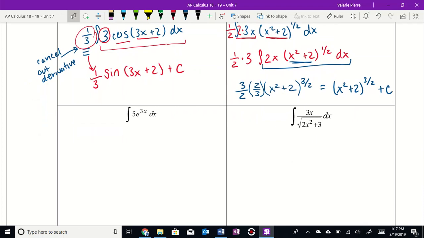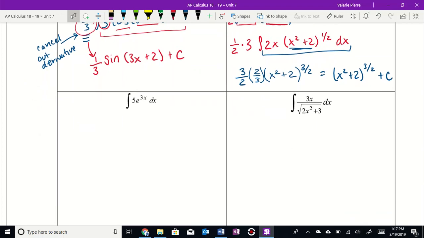All right, we're going to have 2 more to do here. So for this problem, our inner function is 3x. And the derivative of 3x is 3. So we want to make sure that we have that derivative. So if we rewrite this, we want 3 times 5e to the 3x. And to make sure that we cancel out that derivative that we just added in, we want to multiply by its reciprocal.